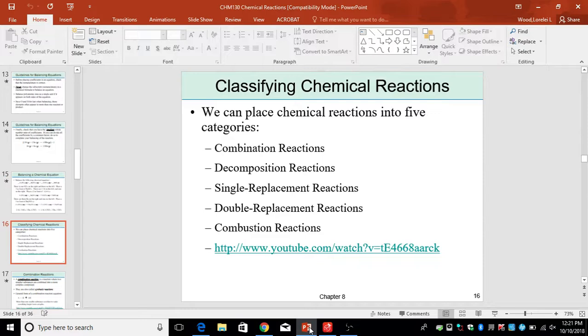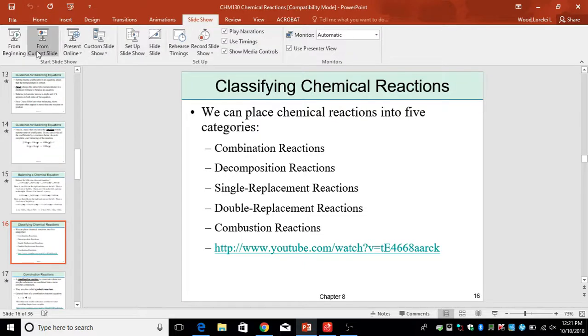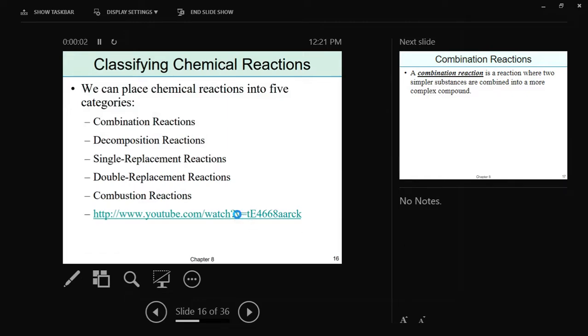All right. So here's the kinds of chemical reactions that we're going to talk about: combination, decomposition, single replacement, double replacement, and combustion. Let's see what this animation shows. Remember what this one is. Uh-oh, I might have messed up my screen.